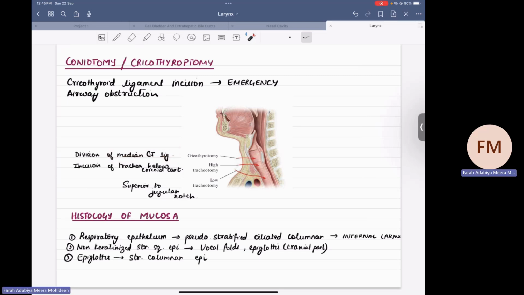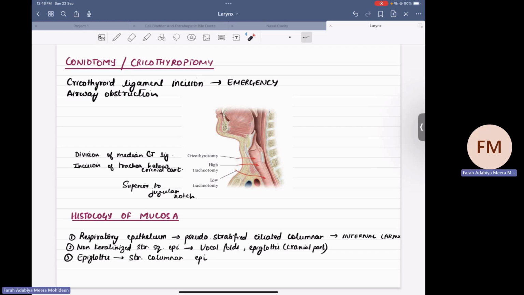And you also have a high tracheotomy and a lower tracheotomy. The levels of these are very important, and that's what professors really like to ask. When there's an incision created right below your cricoid cartilage, you can see your cricoid cartilage here, right below it will be your higher tracheotomy. And when you make an incision directly superior to your jugular notch, you can see your jugular vein here, superior to your jugular notch will be your lower tracheotomy.